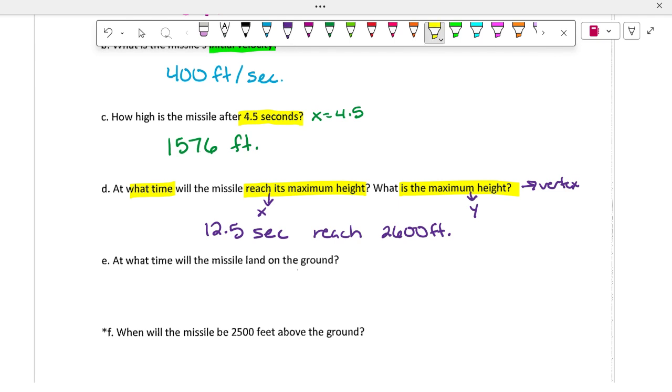It then asks, what time will the missile land on the ground? So what am I looking for? The x-intercept, specifically the positive x-intercept. So how long would it take? 25.25? Yeah. I think you would have to round it to 2 decimal places, so 25.25 seconds.